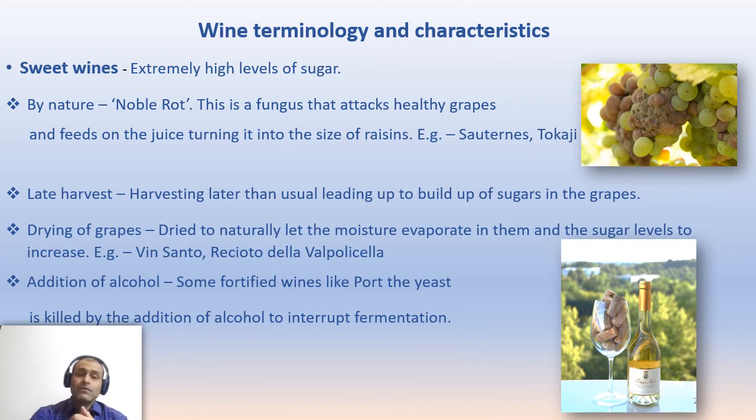So you get a product which has residual sugar in it, like port. So port is made this way. Some other fortified wines are made this way as well, but we'll only talk about port. So that's another way of making your sweet wines. Okay, moving on to the next slide.